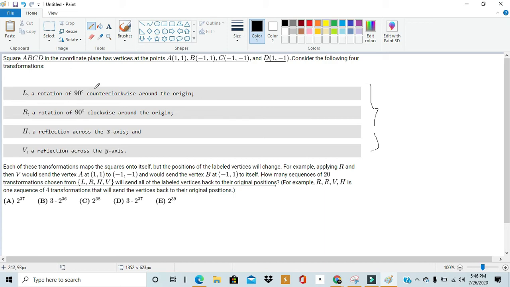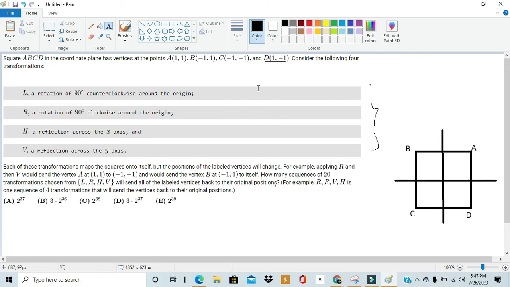So this problem is a weird mix of counting and geometry, because it's asking us to count the number of ways of 20 transformation sequences, but it wants us to do so on a coordinate plane geometric figure. So since there's even a little bit of geometry in this problem, we should draw a diagram to understand what we're really dealing with here. So we should quickly take time to do that.